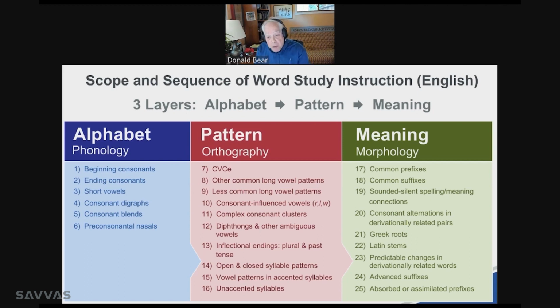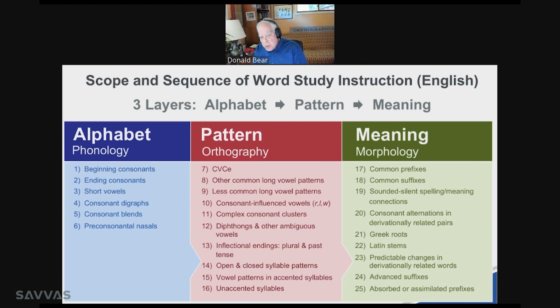In Spanish, the alphabet layer will extend further. So if you're teaching children from other written languages, it's very helpful to know about their written language to understand how they're matching up alphabet, pattern, and meaning. And that is phonology, orthography, and morphology. Now, that's a $10 word that I need you to know. It's the structure of words, like prefixes and Latin roots. And so the alphabet is the phonology.